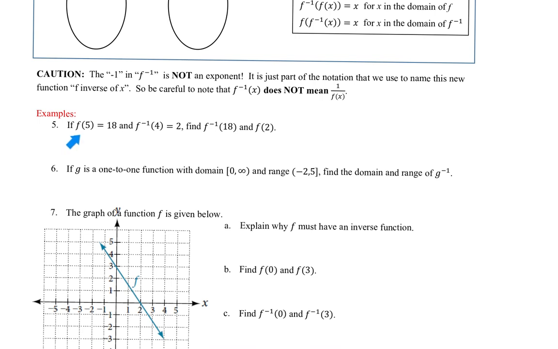We're told f of 5 equals 18. And then you'll notice over here, we're asked for the inverse of 18. If f of 5 equals 18, that means when x equals 5, y equals 18. Now, for the inverse, we're going to exchange those. When x is 18, y is going to be 5. So therefore, when they ask for the inverse at 18, that will equal 5.